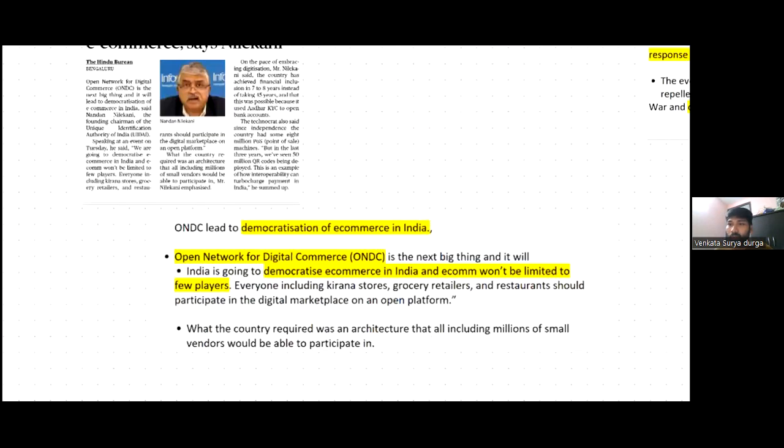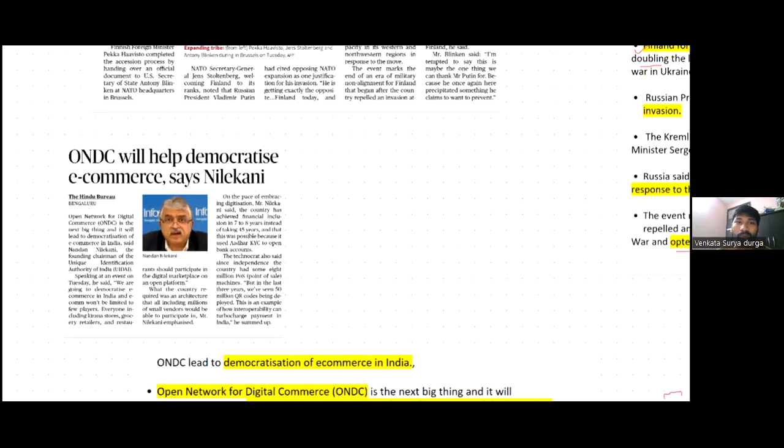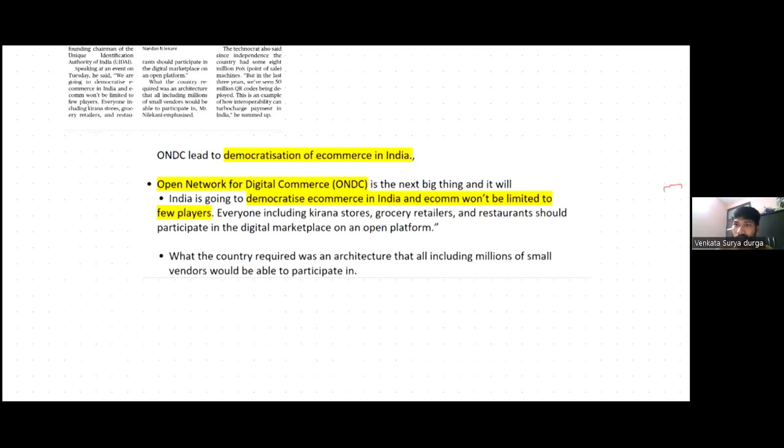So the other important article for discussion today is the Open Network for Digital Commerce, right? The Open Network for Digital Commerce will help democratize e-commerce. So in this context, let's discuss what the Open Network for Digital Commerce is. In India, we have a significant presence of different e-commerce sites, for example Flipkart, Amazon, Myntra. They're all known for their electronic service delivery, right? In the same way, these big companies have monopolized the e-commerce space.